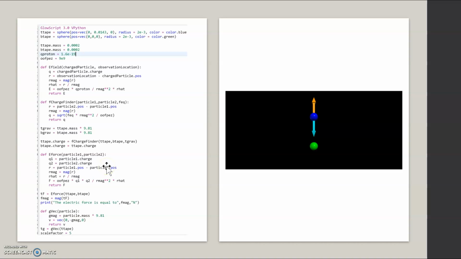On the left is a picture of my GlowScript code, and on the right is the image that the GlowScript code produced.